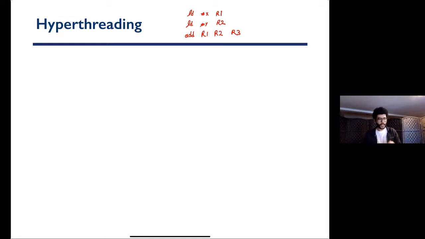Okay, with that in mind, let's talk about processors. So processors, the most primitive version is a version that can do one instruction at most at any single cycle.